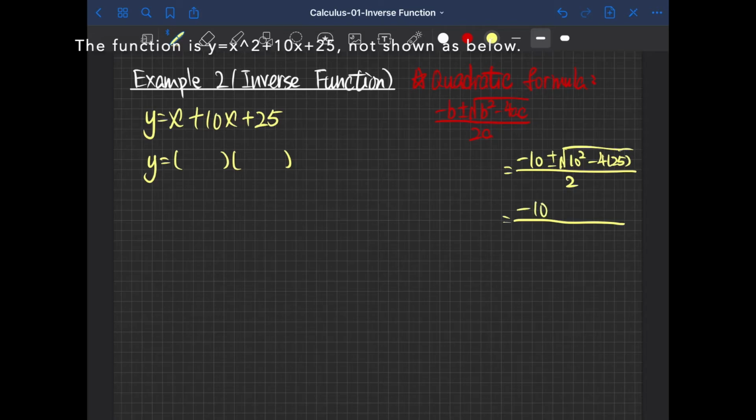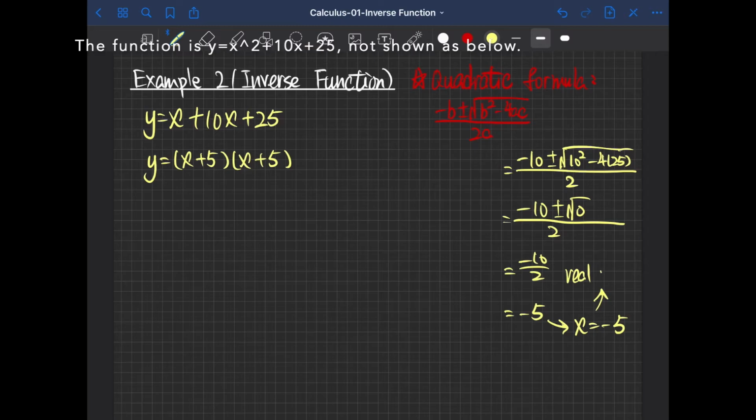Then we only have negative 10 divided by 2, such that we got negative 5 and x equals negative 5. x equals -5 means there are two factors of x plus 5 after we factorize it, and -5 is the real root. We rewrite it as y equals (x plus 5) squared. So we got the y equals f(x) form.